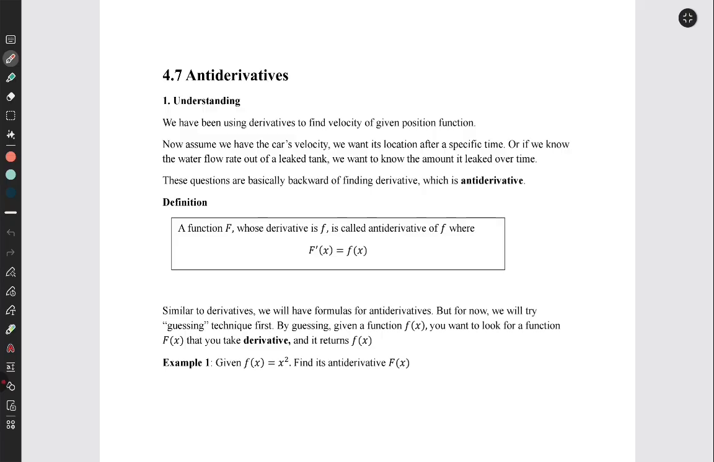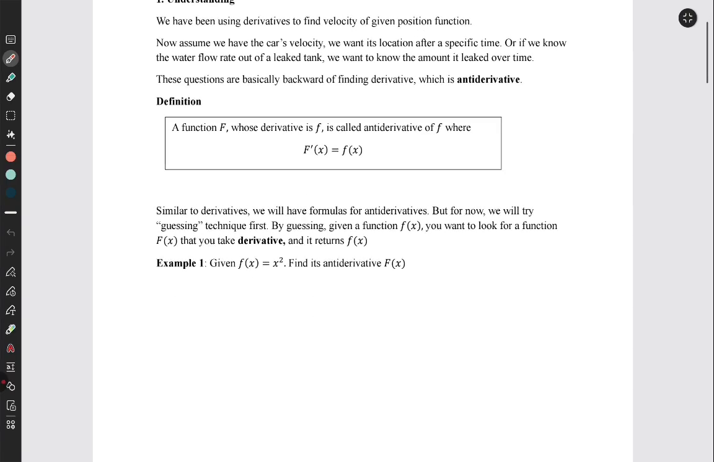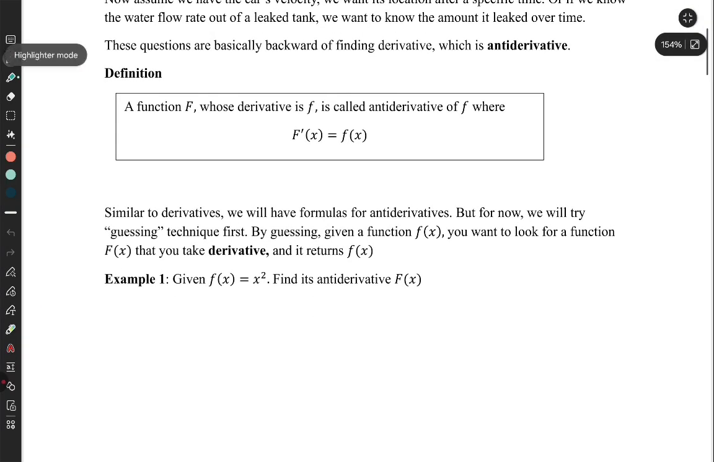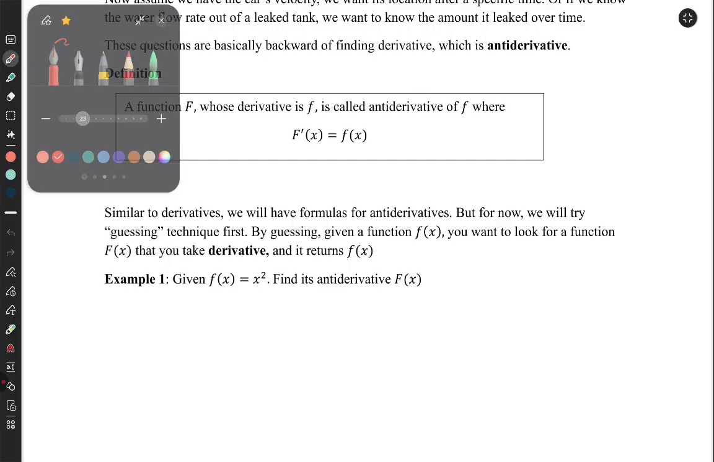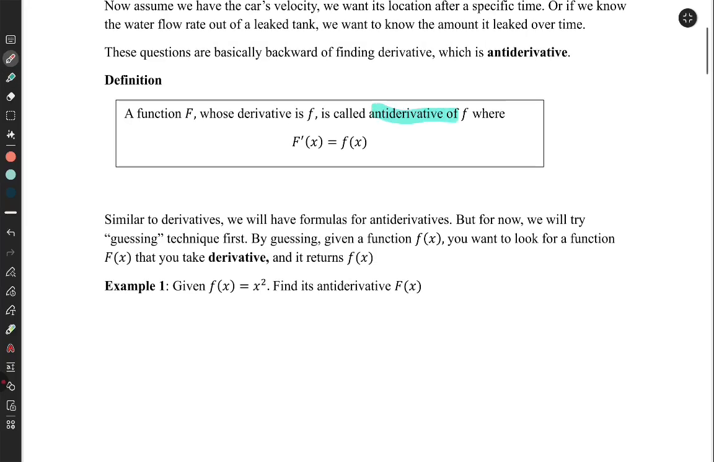So, formally writing, use capital F, whose antiderivative is lower f. This is called the antiderivative. The big F is the antiderivative of the low f. How do you know that it is the antiderivative? It is the antiderivative when you take the derivative of this and it returns the original one.